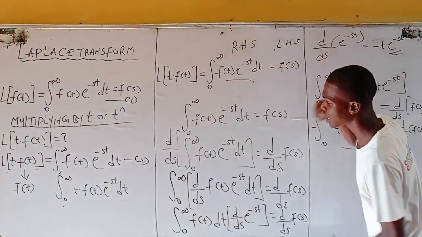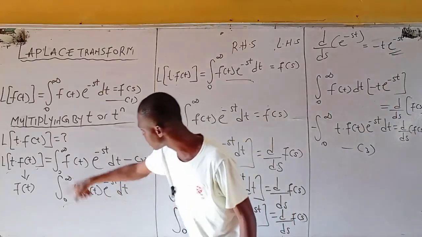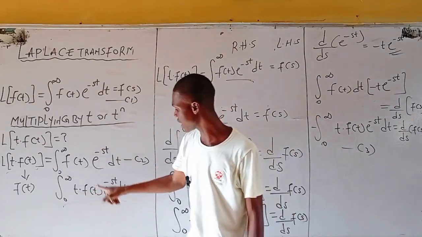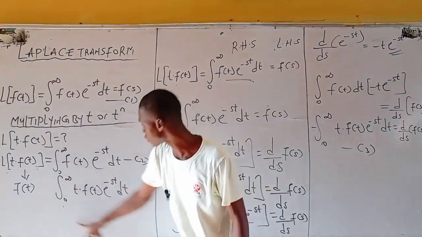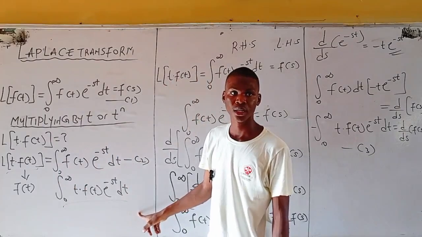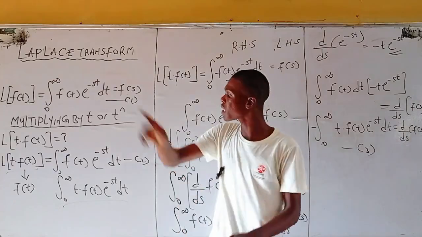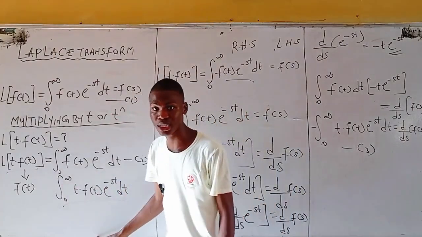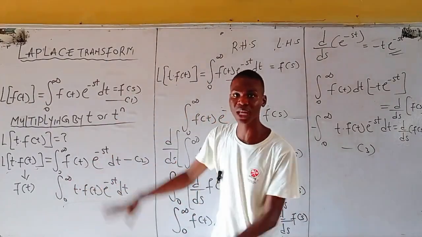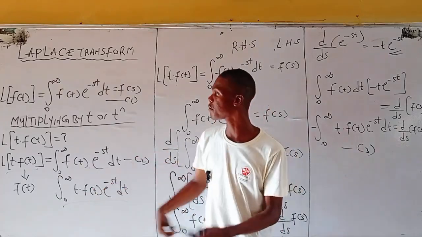Now go back to what we started with initially. What do I have? The integral of t multiplying f of t exponential negative st dt. This is what we started with, right? Initially, we said this is the Laplace transform of f of t multiplying by t.